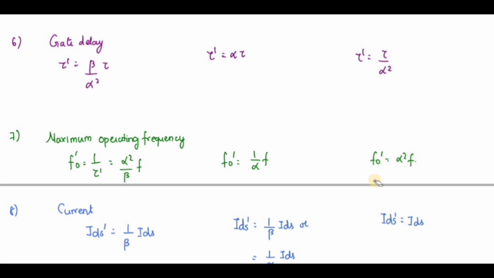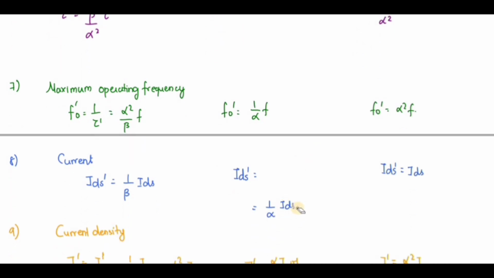So next one is current. Current IDS bar is equal to 1 divided by beta into IDS. So here you have to substitute alpha instead of beta, giving 1 divided by alpha. If I substitute 1, I will get IDS bar is equal to IDS.